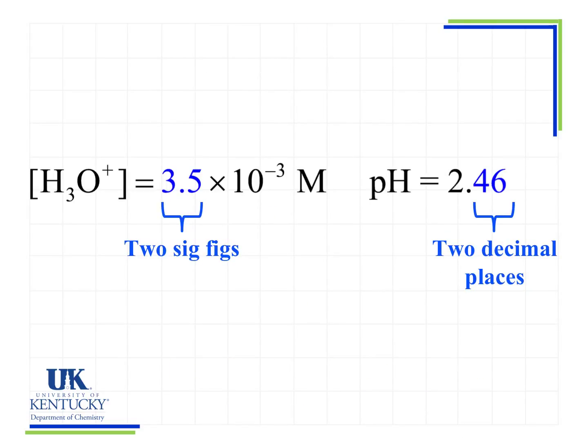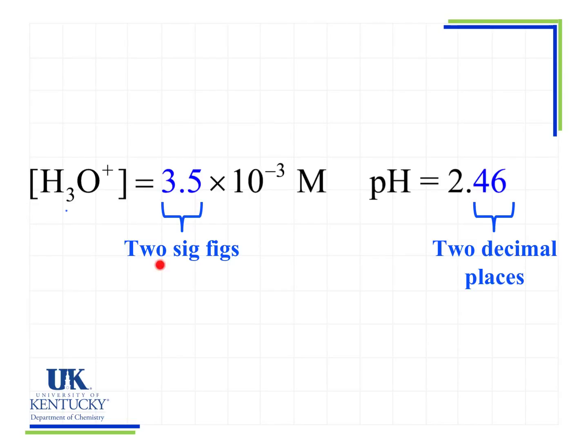So sig figs are a little bit different when we're dealing with logs and finding the pH. What I look at is my original concentration of my solution, so my H3O plus concentration. If it has 2 sig figs in the value, the scientific notation part doesn't affect the sig figs. If we have 2 sig figs in the value, then I'll have 2 decimal places in my pH. This is just an effect of the way logs are calculated, and we're not going to get into that here, but know that if we have 2 sig figs, that means 2 decimal places for our value.